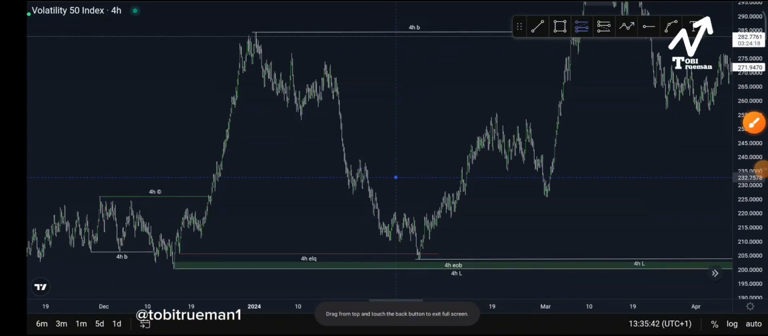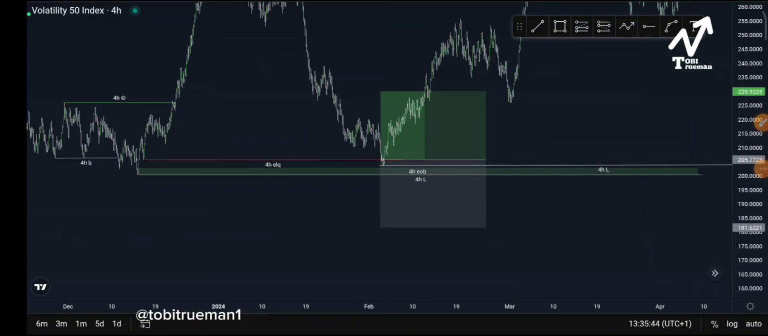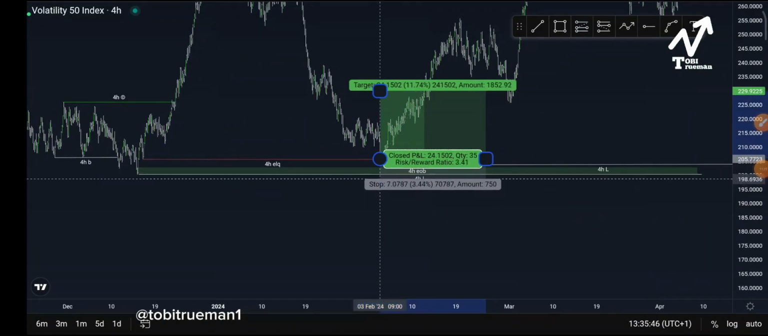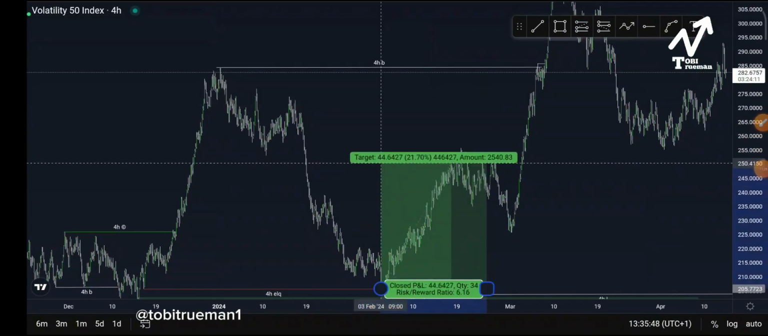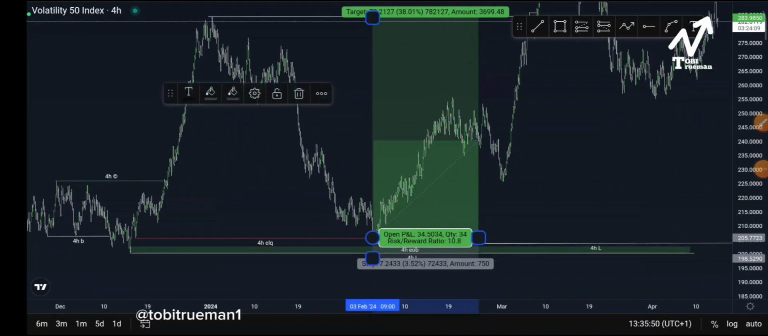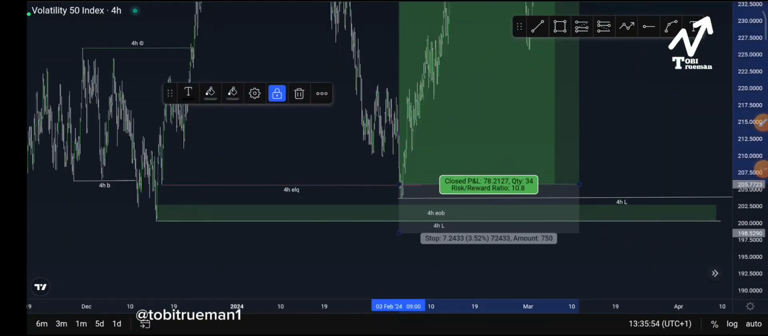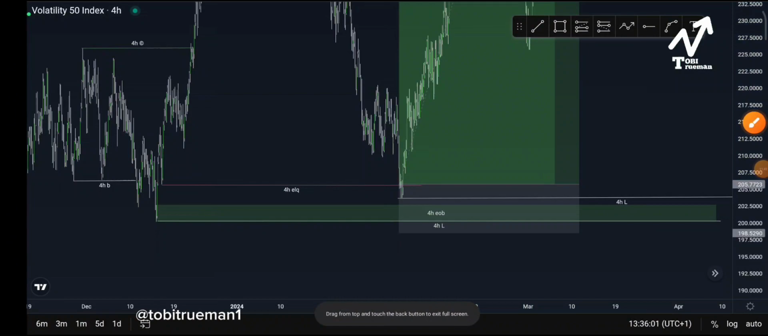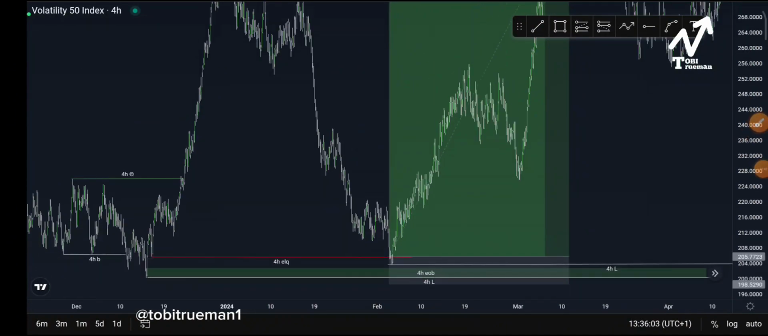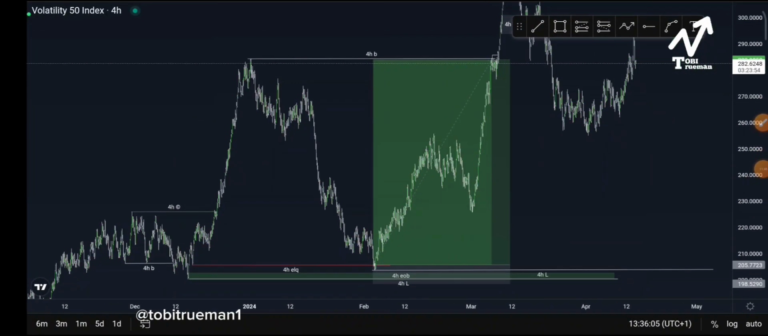Price just took out the 4-hour engineering liquidity, and before you see, boom, the trade just played out. Okay, let me put this plot here so you see how many pips, how much return on investment I would have made if I had seen my entry model or entered this trade. You can see I would have made 10R. So if I risked $10, I would have made $100 on this trade. With $100, I would have made $1,000 just on this trade alone.